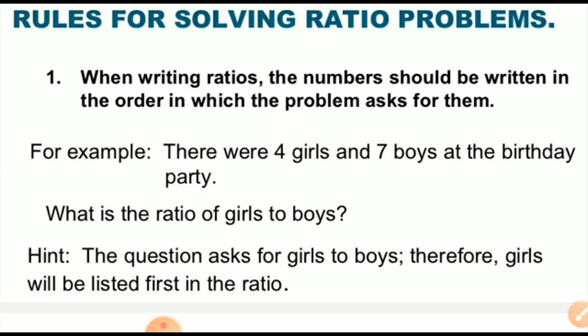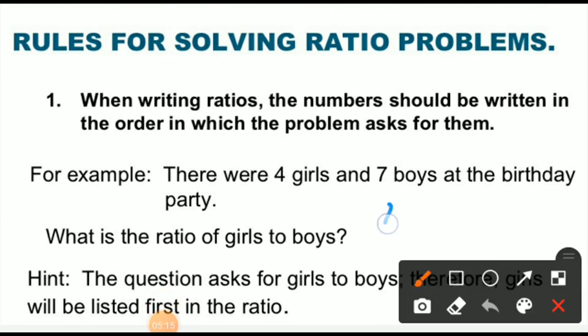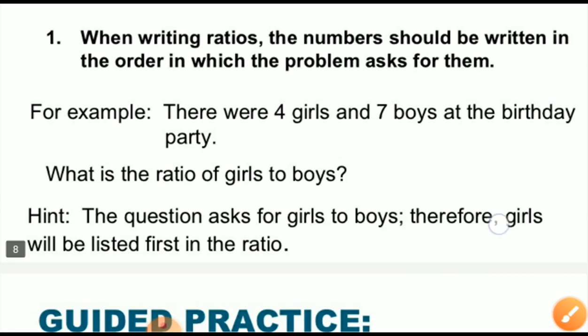First they ask girls. So what is the number of girls? 4. Okay, good. And boys? Yes, my dear students, you are right, 7. Hint: the question asks for girls to boys. Therefore, girls will be listed first in the ratio. So we can say 4:7, or you can write 4/7. That is also correct. These are the forms of ratio and fractions.